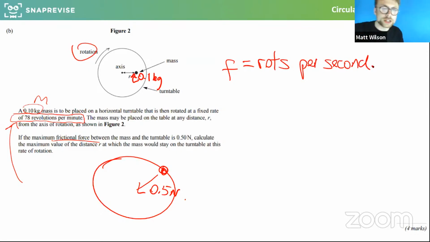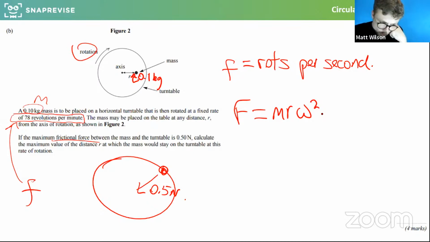Here we have rotations per minute. So we just need to convert it to rotations per second and we'll have a normal frequency. So this is an F. Okay, so then let's see what stuff we have going for us. Well, there's force involved. So what's our new formula? F equals m r omega squared.